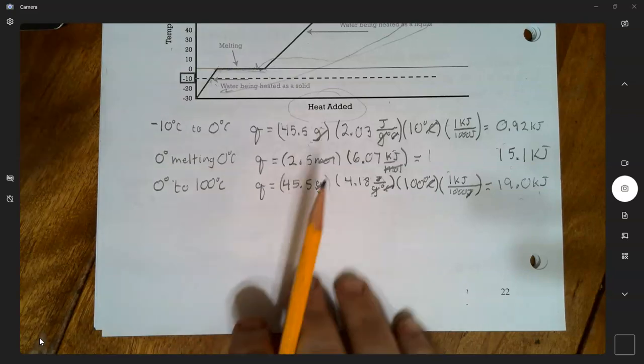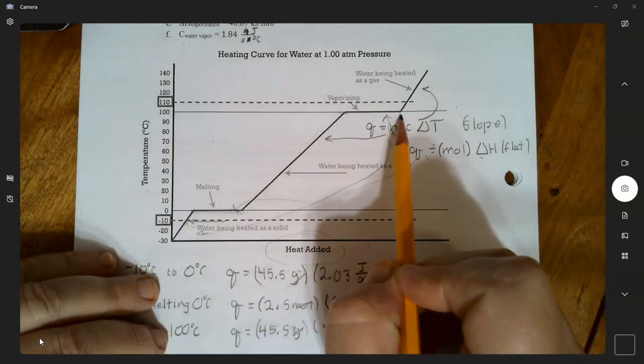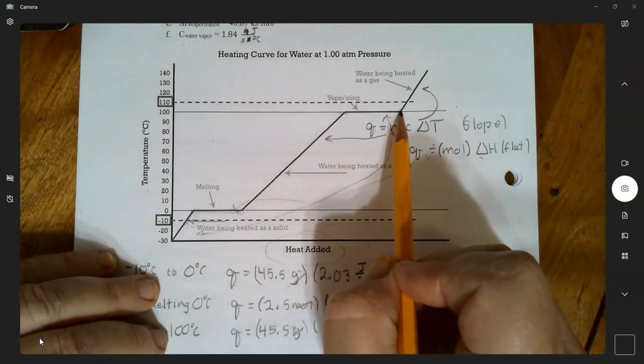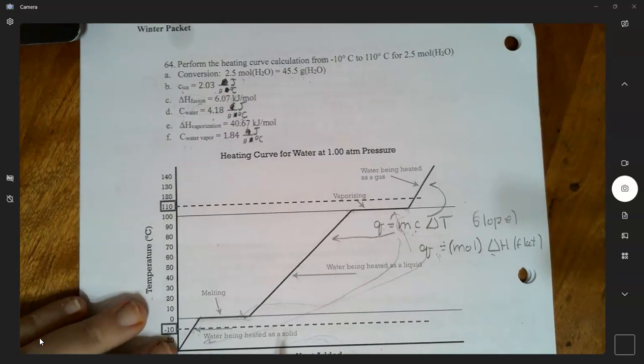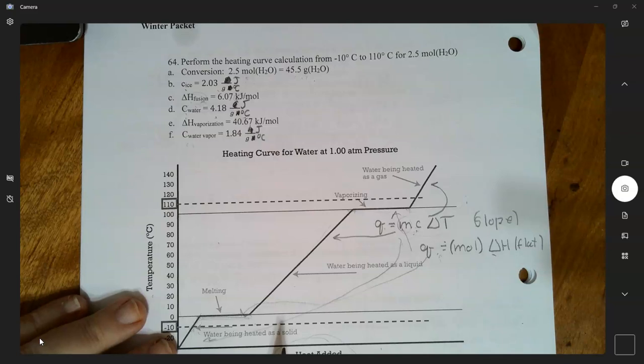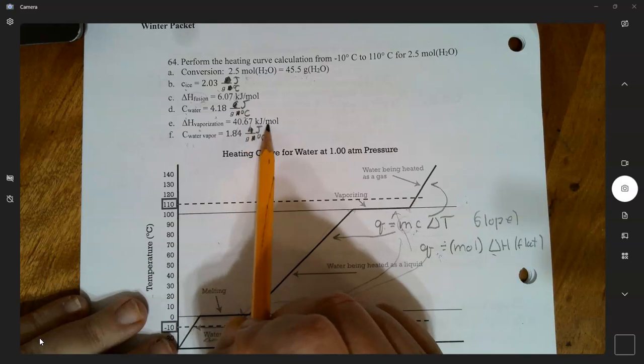All right, now we're ready to determine the heat that it takes to boil the water from liquid to steam, to make it into vapor. Okay, and there we use a different delta H. It's delta H of vaporization. And it's this number, 40.67 kilojoules per mole.